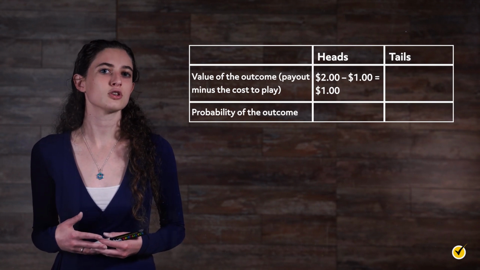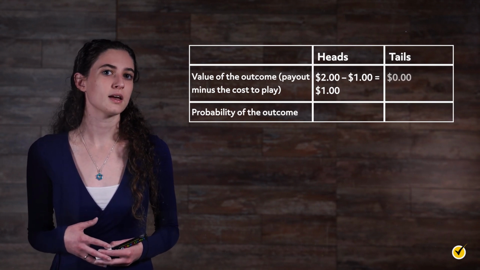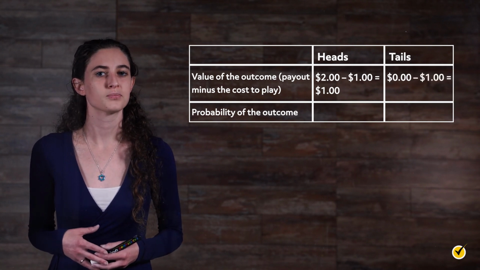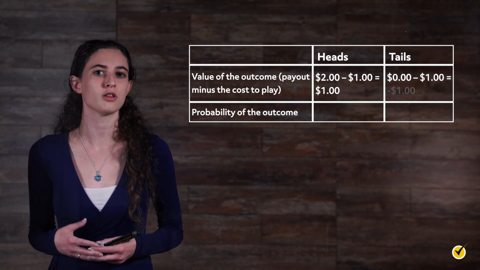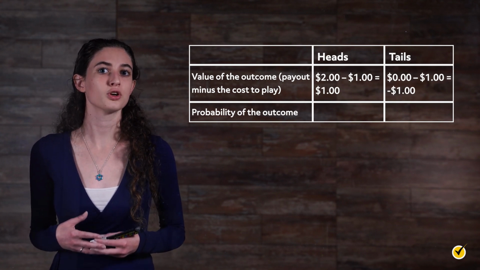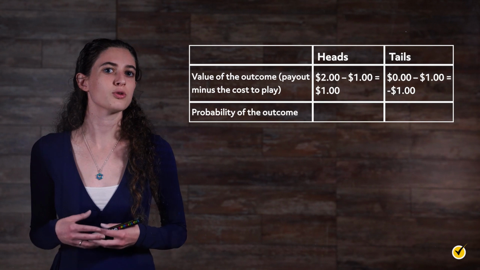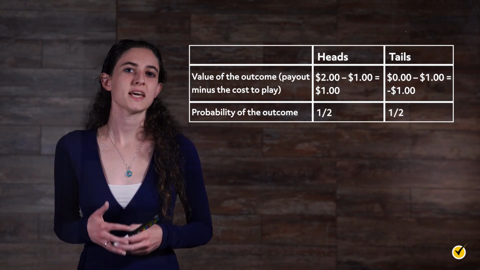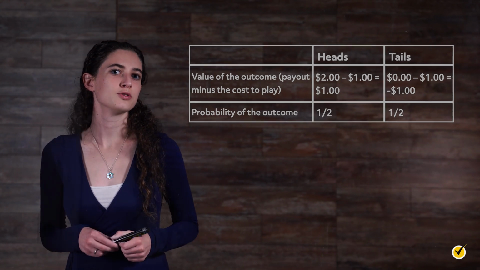Now, if the coin lands on tails, you win no money, and we still have to subtract that $1 we spent to play the game. So we come away with $1 less than we started out with. And like we mentioned before, a coin has two sides, so the probability of the outcome in both cases is 1/2. To calculate the expected value, we'll use this formula.